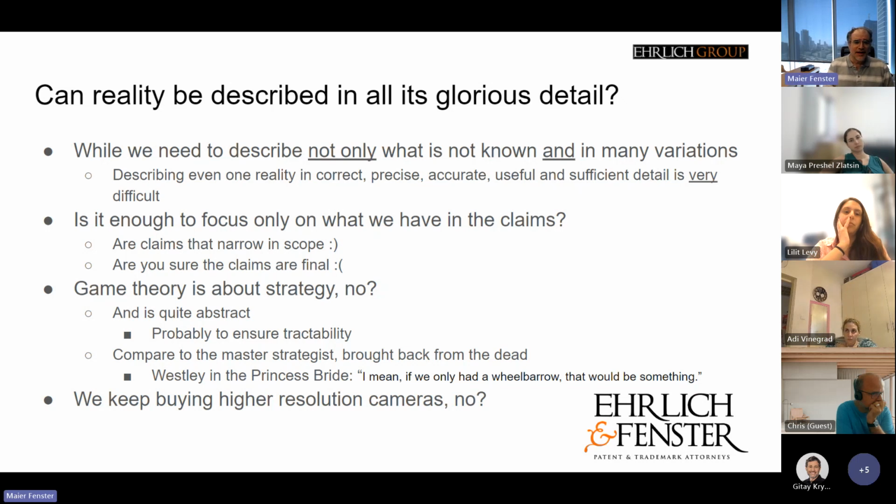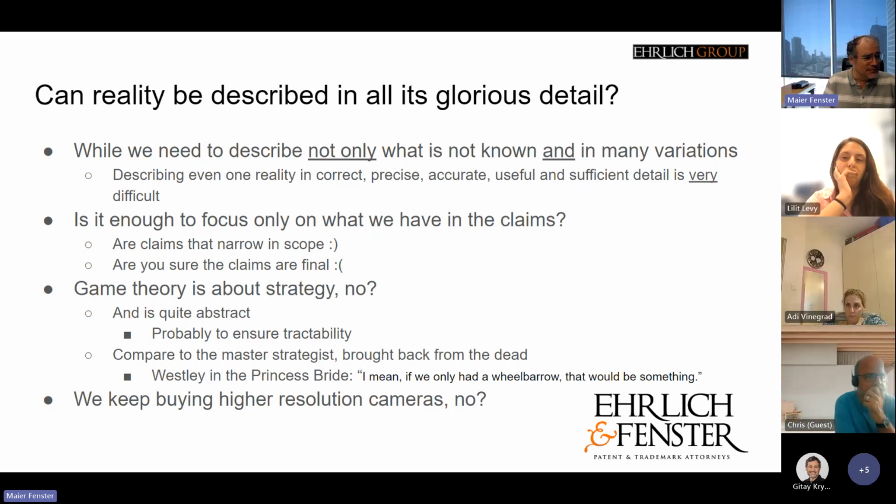So some people say, how about we focus only on what I have in the claim? So yeah, I have a 50-page application, but I only have 20 claims, and they only describe altogether 15 different features. So maybe I only have to give the details on these 15 features. So on the one hand, maybe your claims are really narrow in scope, so you don't need a lot of detail. But on the other hand, what are the chances that your claims are actually final, that you're not going to want to add more details from the detailed description?